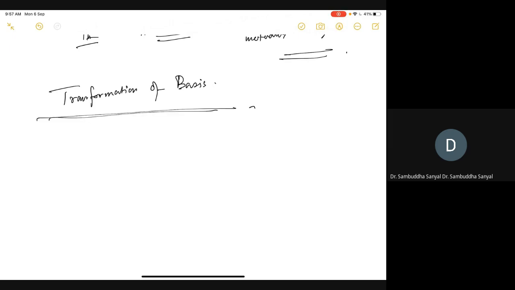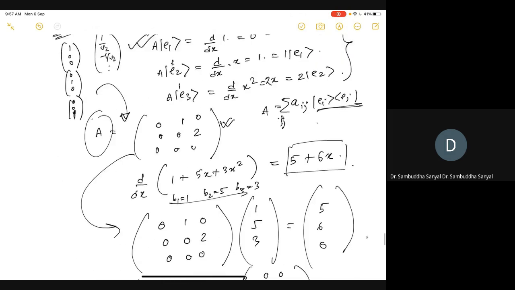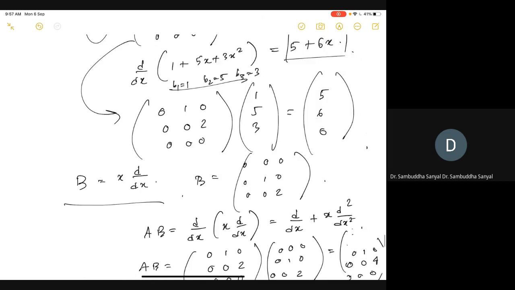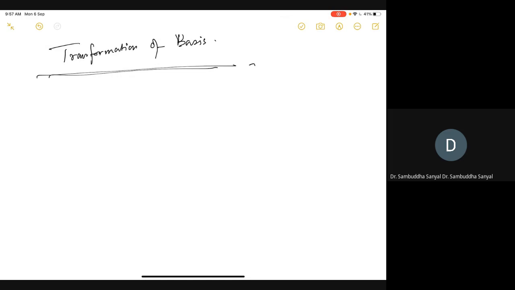So we discussed in the previous example of this polynomial thing that we could have done it in this basis or some other arbitrary basis. So the matrix representation depends on the choice of basis. How to find this matrix representation from one basis to another basis is something very common and very useful in various physical problems, not only quantum mechanics.